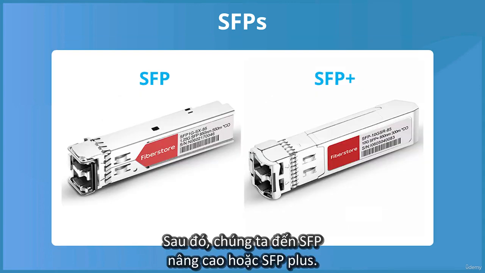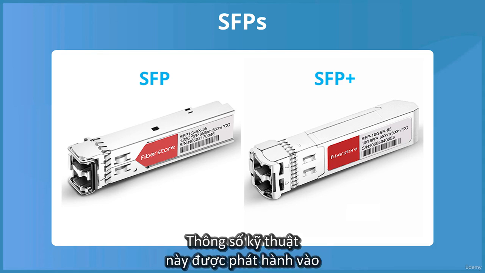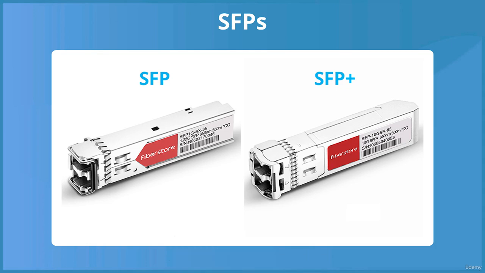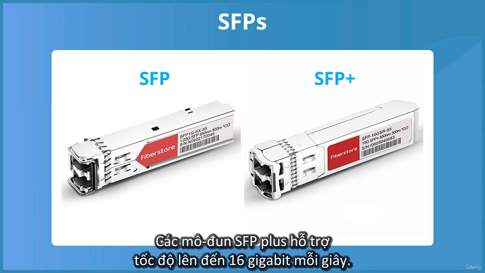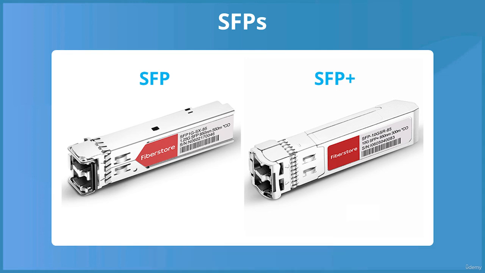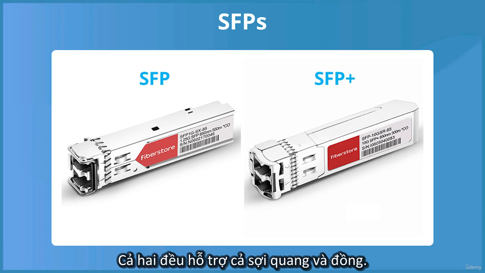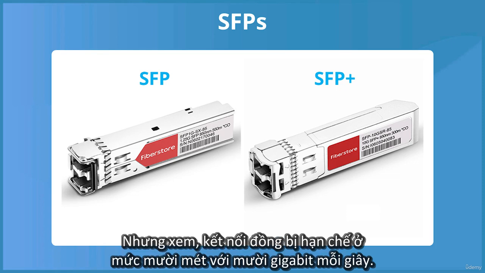Then we come to enhanced SFP, or SFP+. So this specification was released in 2006 with a further update in 2011. SFP Plus modules support rates of up to 16 gigabits per second, and like the earlier SFP model, they both support fiber and copper. But see, copper interconnects are limited to 10 meters at 10 gigabits per second.